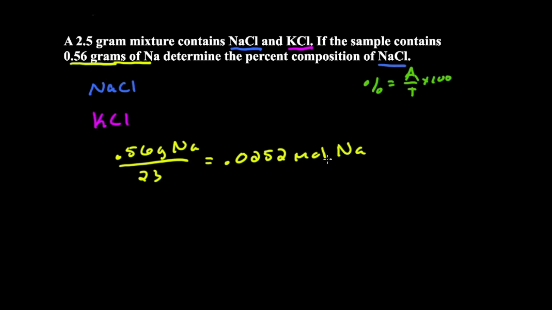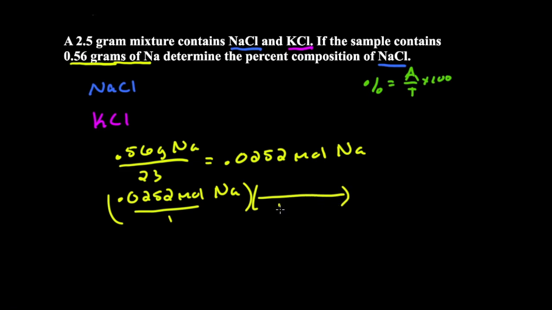And now that I'm in moles of this Na, I'm going to go from moles of Na to moles of NaCl. So I'm going to take the 0.0252 moles of Na, and what I'll do here is I'm going to say that for every 1 Na that I have, I'm going to have 1 NaCl. And then what's going to happen is the Na here and the Na here will cancel out.